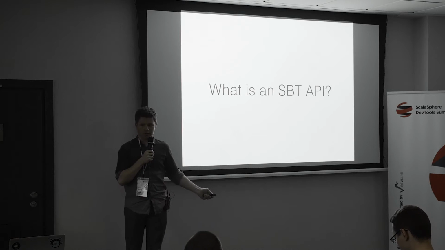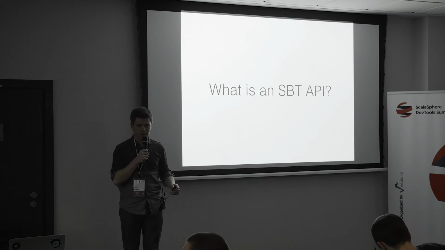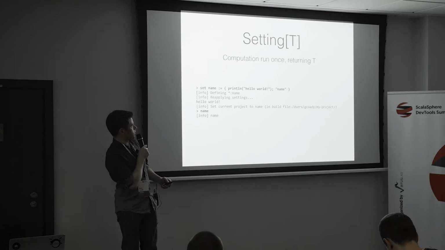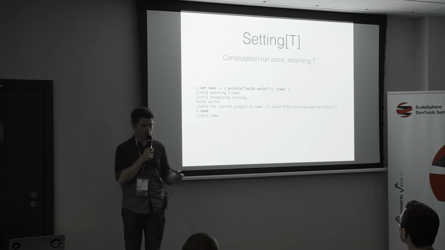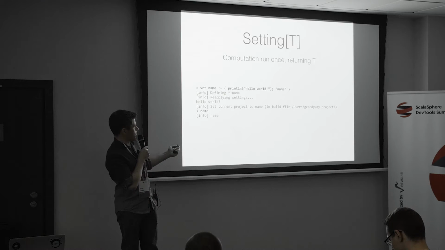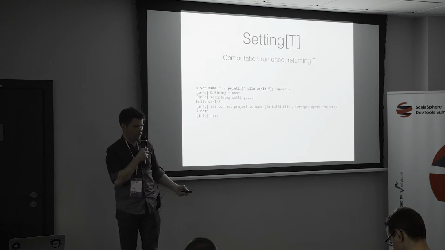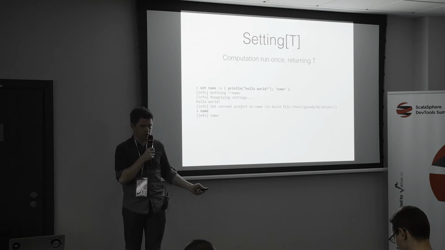So if we want to use SBT native packager, we have to first of all look at what the API looks like. I'm just going to run through this quickly. You have first of all settings. Settings are basically values which are computed once, and then after that, whenever you request the value, you get the same value again and again. So for example here, if you do set name equals, you define the value for name, the side effect println here is run once when it figures out what the setting is, and then when you request the value of the setting, the code is never run again.